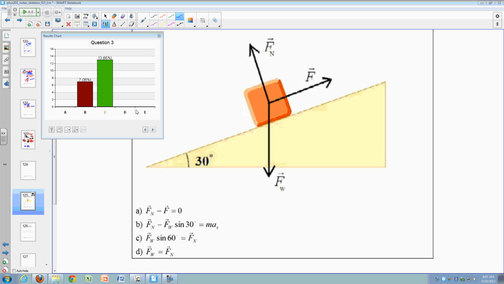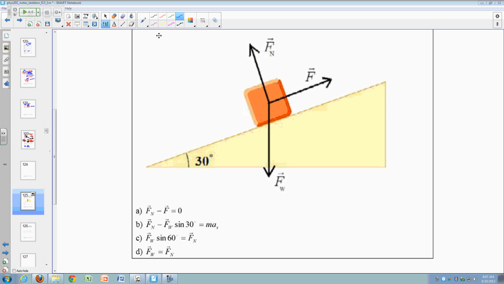There are a couple reasons why B is not right. I'll show you why that is. But first, let's just go through each of them. I'll show you why each of them is not right. Here I have Fn minus F. Look, these are on completely different axes, so they're not related at all. So I can just take that out completely, because Fn is on the y-axis and F is on the x-axis.